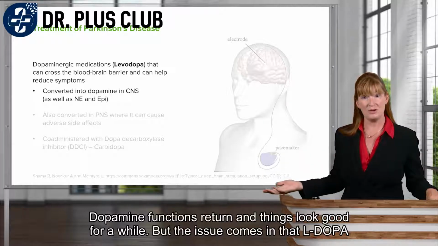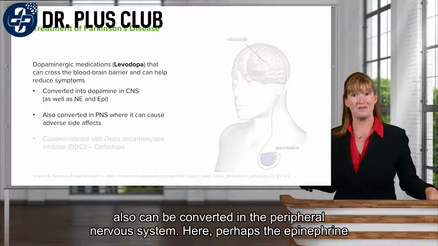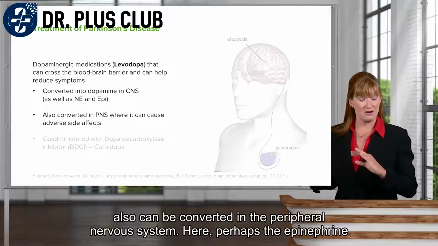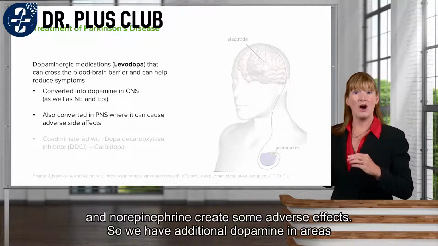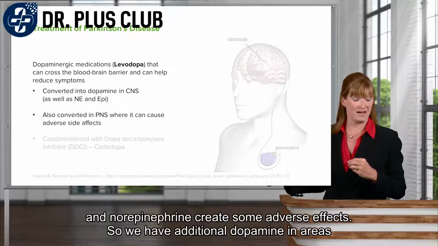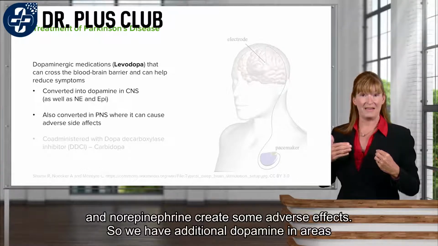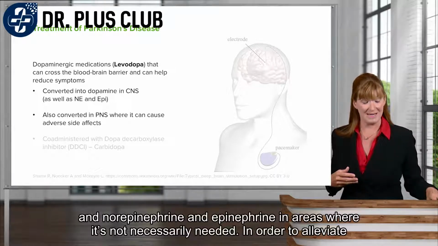But the issue comes in that L-DOPA also can be converted in the peripheral nervous system, and here perhaps the epinephrine and norepinephrine create some adverse effects. So we have additional dopamine in areas and norepinephrine and epinephrine in areas where it's not necessarily needed.